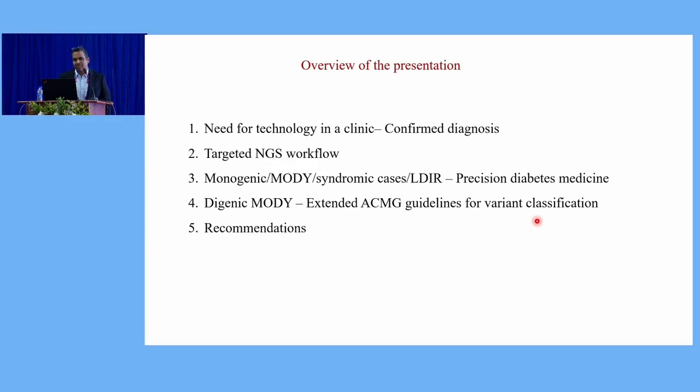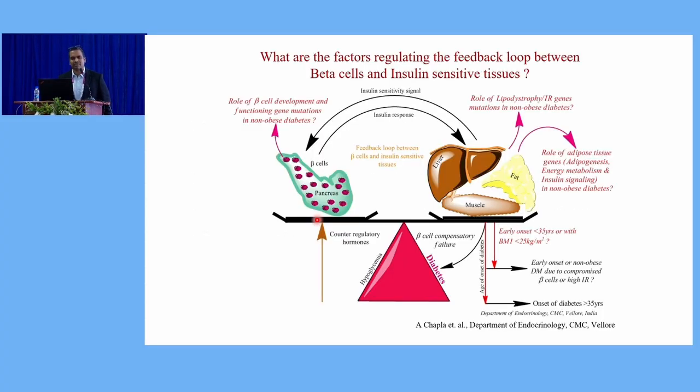So my talk will cover how we're using technology to confirm the diagnosis, a little bit on the targeted NGS workflow that we've established here, and also the monogenic diabetes genes: MODY, lipodystrophy, and insulin resistance genes, and the way we are moving towards precision diabetes medicine, and a little bit on digenic MODY that we think is important. To support this concept, there are also the ACMG guidelines, which have a lot of extensions added on to incorporate this kind of variant, and also what our recommendations are.